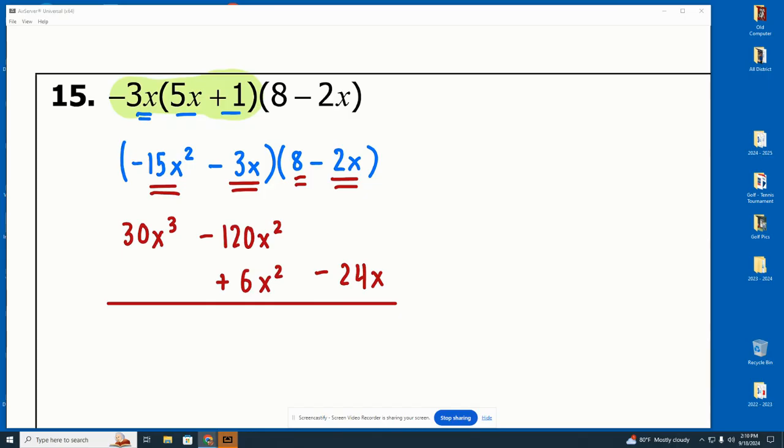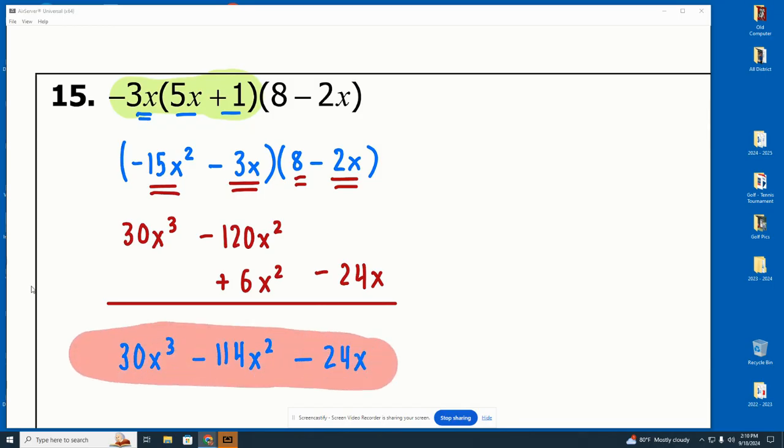So now I'm going to simply combine those like terms. So 30x cubed drops straight down. 6 minus 120. Again, I like to do the positive number first. 6 minus 120 is negative 114, and the variable stays the same. And then minus 24x. And we've done all of our multiplication. That's my final answer. Okay?